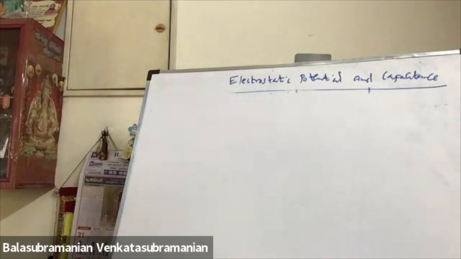a parallel plate capacitor with air between the plates. Each plate has an area 6 into 10 power minus 3 meter square. Distance between the plates is 3 millimeter. Calculate the capacitance of the capacitor if the capacitor is connected to 100 volt supply. What is the charge on each capacitor? Question number 6.